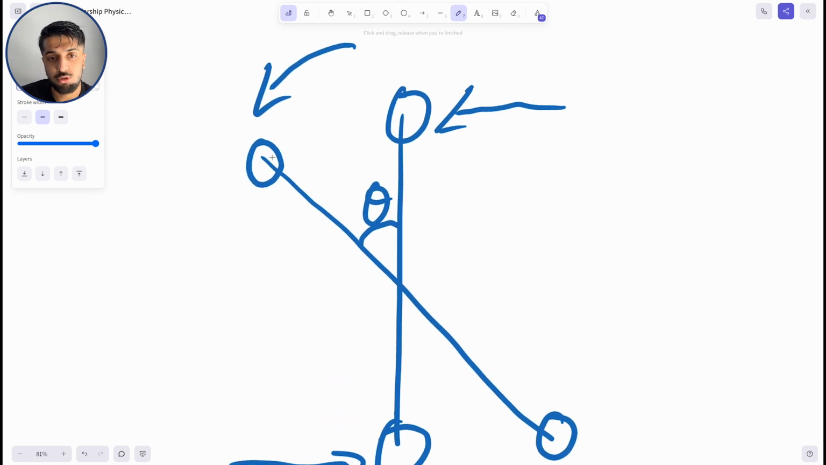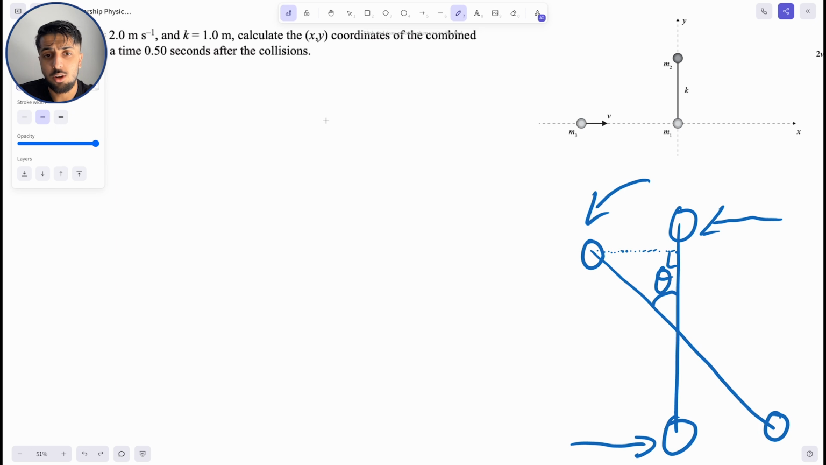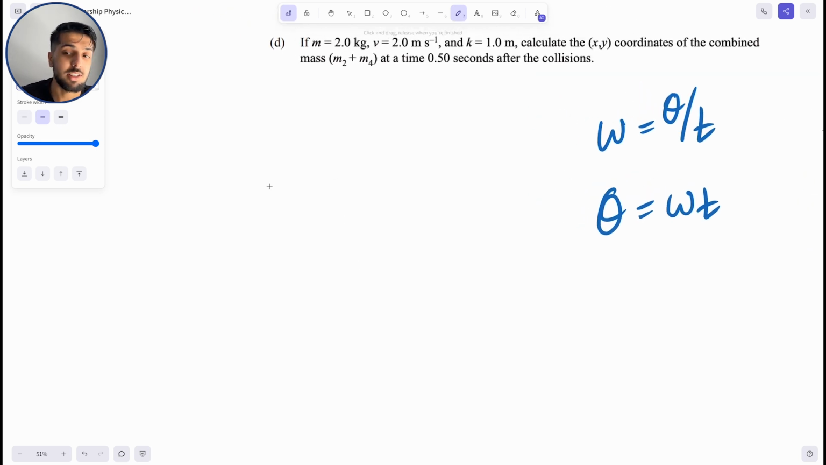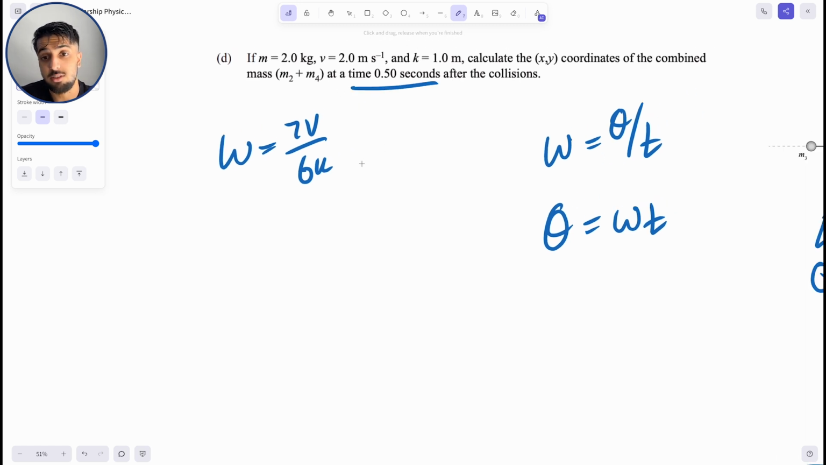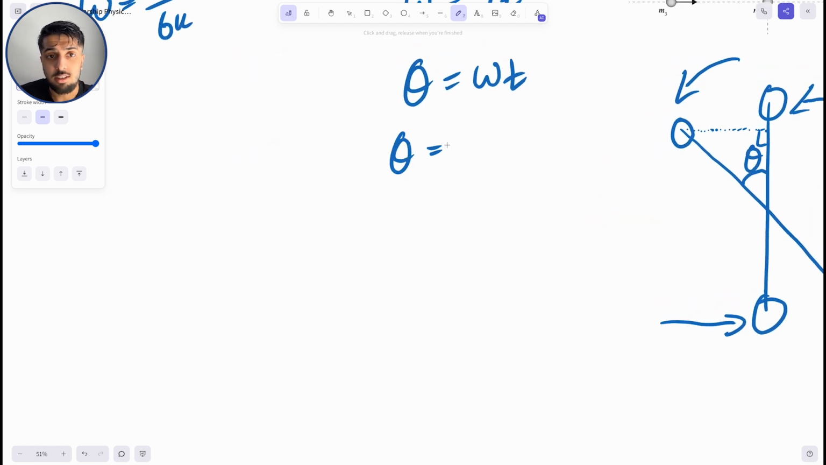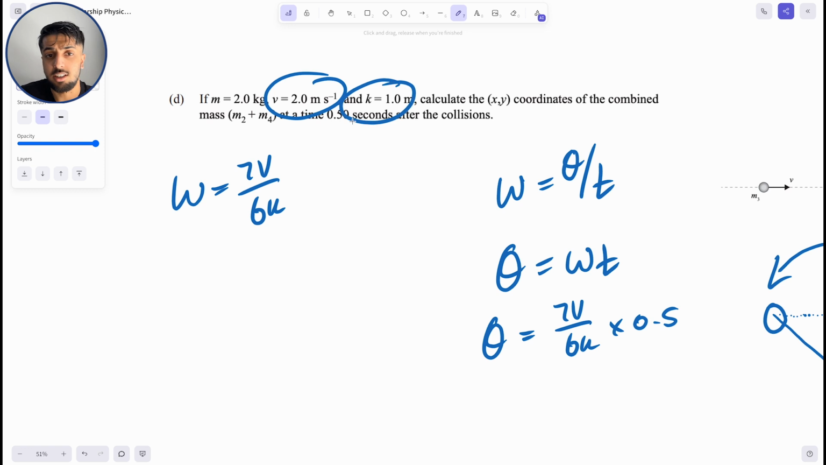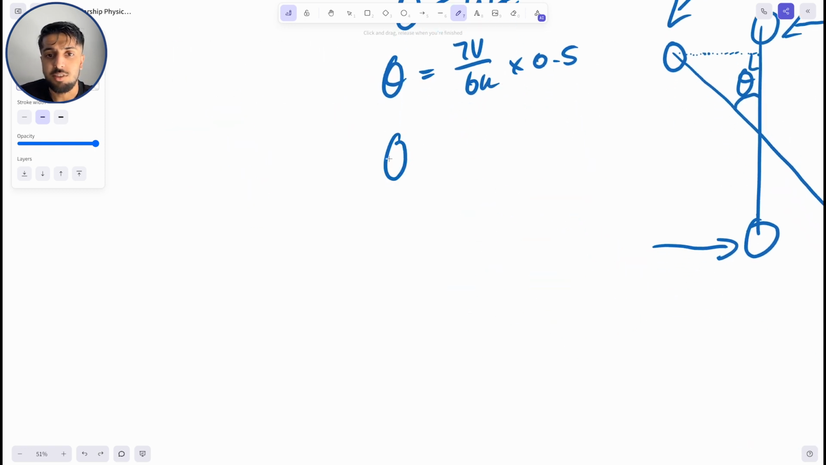Now doing some trigonometry, we can define a right angle triangle right there, where this is our right angle. In order to find that angle, we know that omega is equal to theta over t, and therefore theta is equal to omega t. Our omega, which we found in the previous question, is equal to 7v over 6k, and our time is given to us as 0.5 seconds. Therefore, our theta is equal to 7v over 6k times 0.5. Our velocity and our k are given to us, so we can sub those values in.